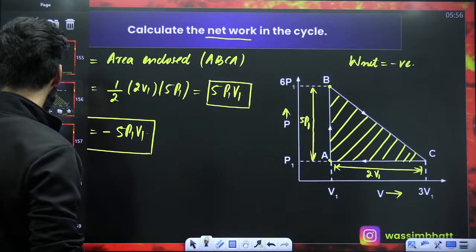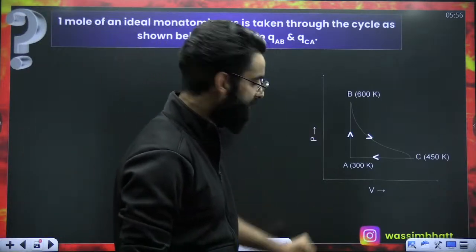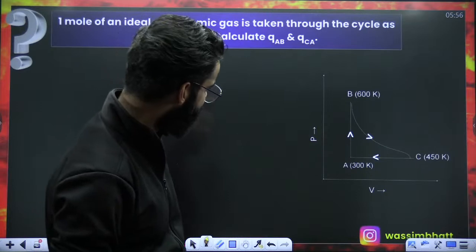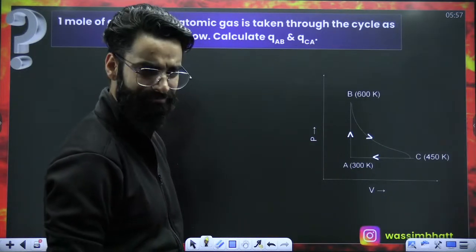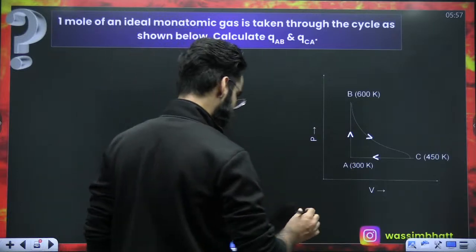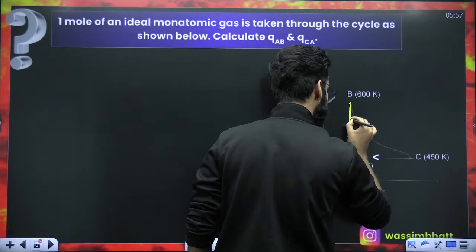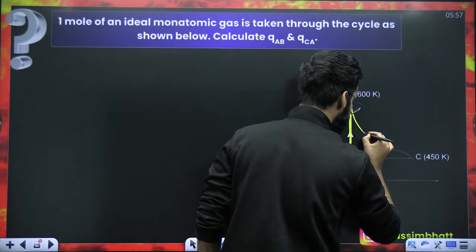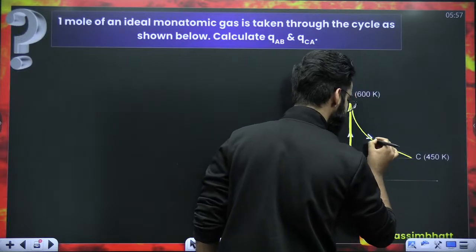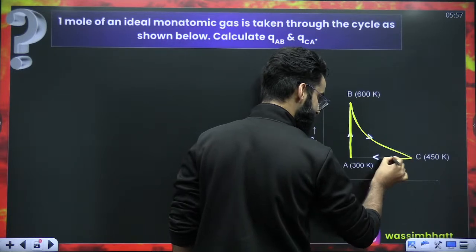Let's see if you can solve this or not. See, guys, I hope you can see the graph. Can you see the graph? I think it's not properly visible, but I think you can, right? So you're starting from point A, then you are going from point A to point B. This is the first line, A to B, right? Then from B to C, right? And then from C to A.